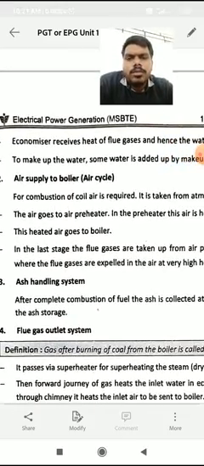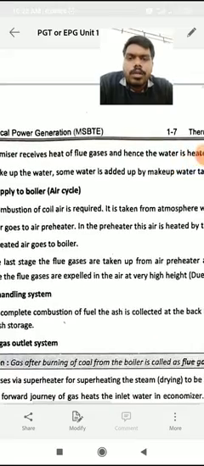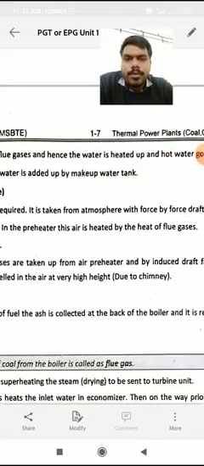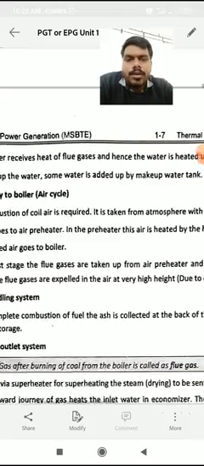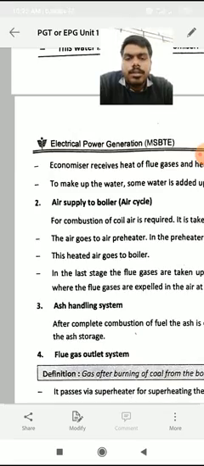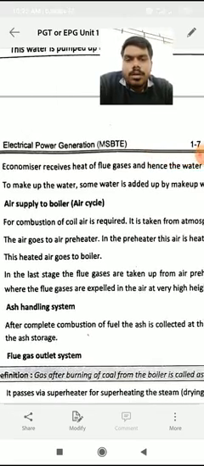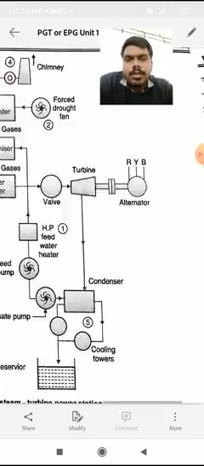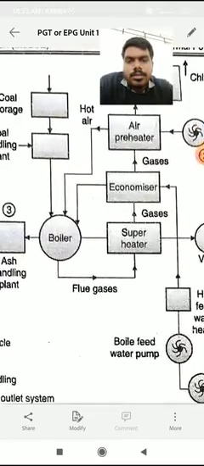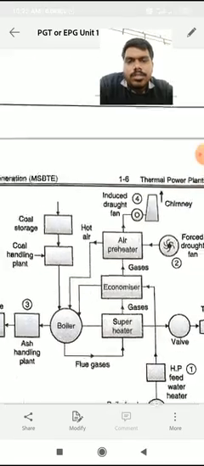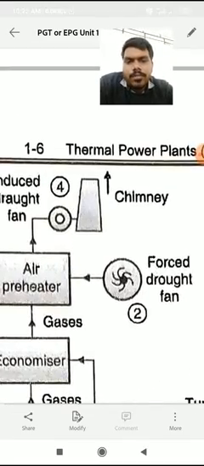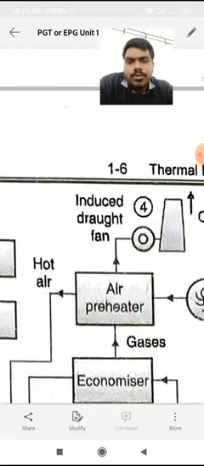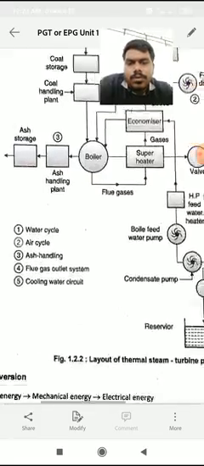So for combustion of the coal, air is required. Okay, for combustion it is taken from the atmosphere with force by the draft fan. With the help of the draft fan, the air is pushed into the boiler, and the air goes to the preheater, right? Let's see here. So this is the forced draft fan. From the environment it takes the air and sends it to the preheater, for combustion purposes, right?